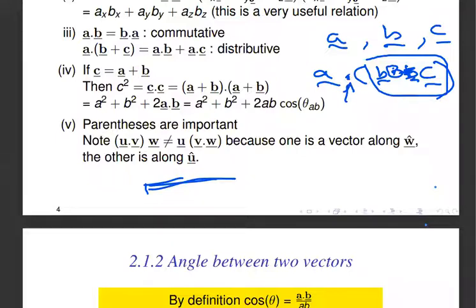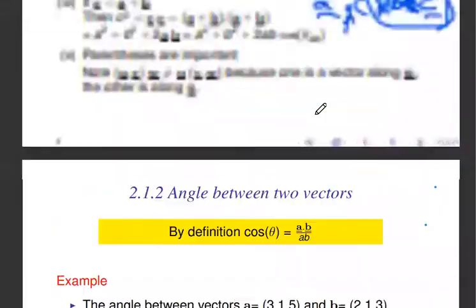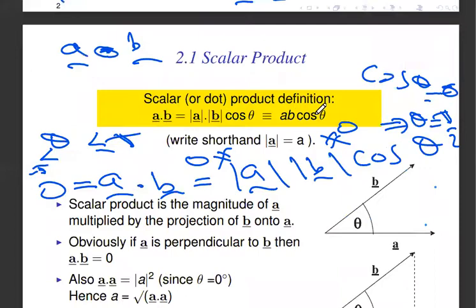Give me a second, someone is asking a question now. How will a dot product of three vectors look like? No, you cannot define a dot product for three vectors here. This gives you a scalar, not a vector. This is a scalar. Dot product of two vectors gives you a scalar.